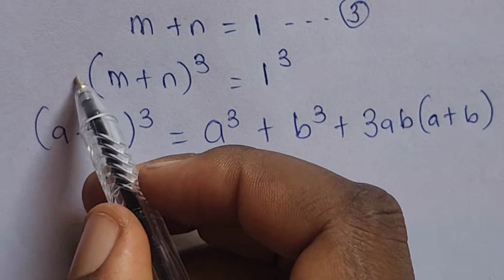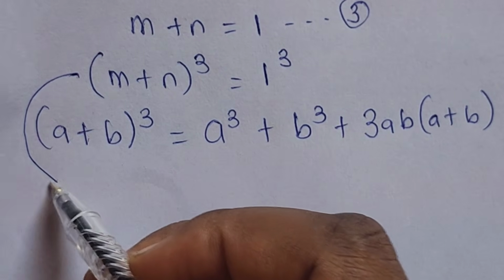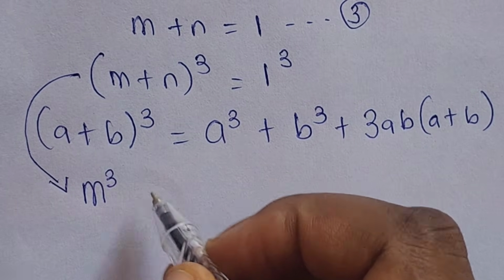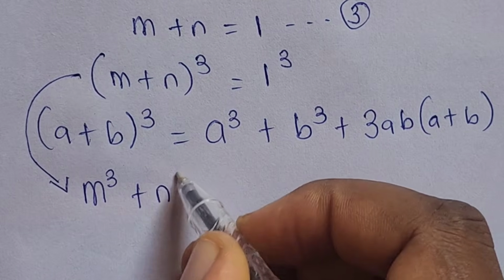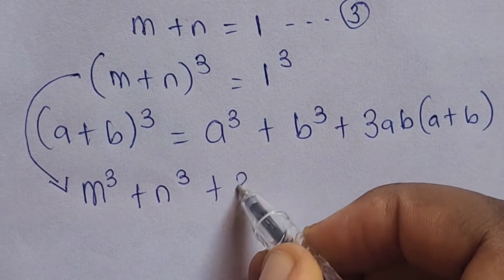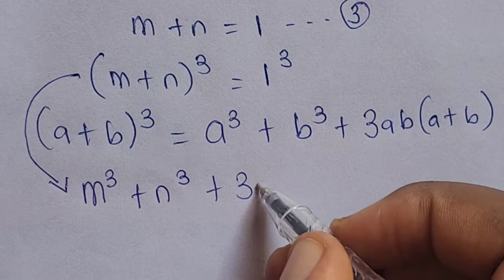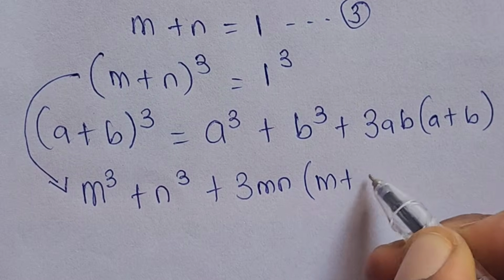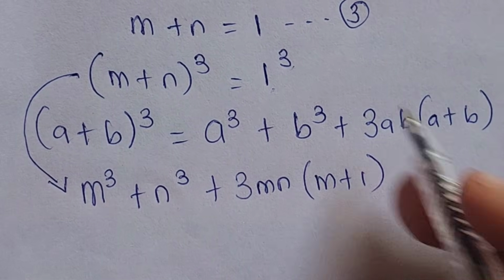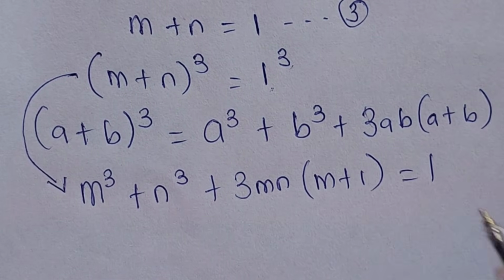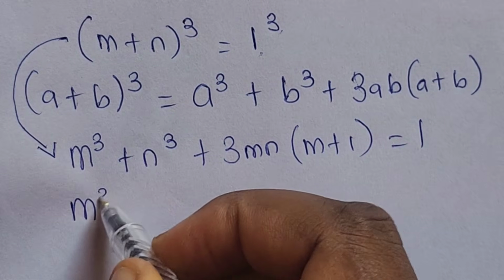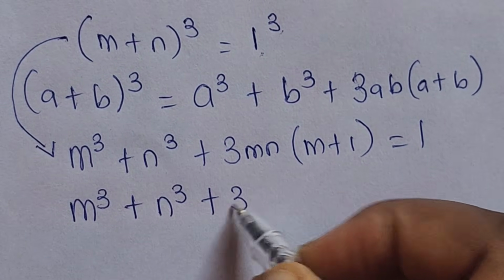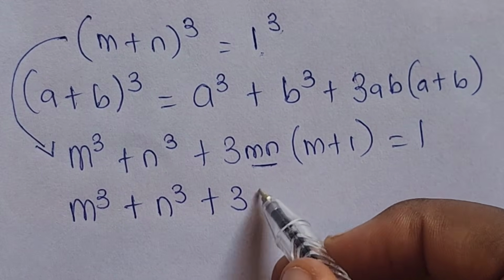So this our equation, its expansion becomes m to the power of 3 plus n to the power of 3 plus 3. Our ab is mn. We have m plus n, and our 1 to the power of 3 is equal to 1. We have m to the power of 3 plus n to the power of 3 plus 3. Our mn is equal to 1.